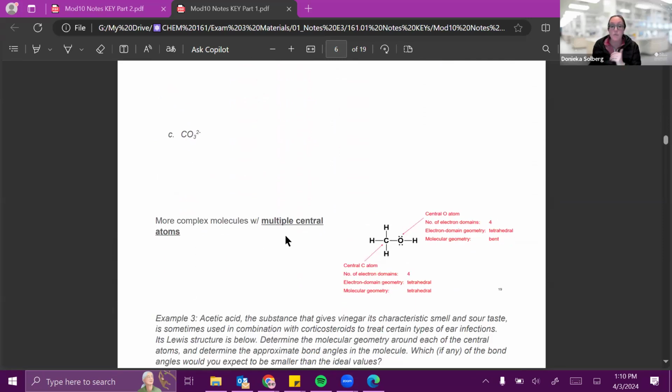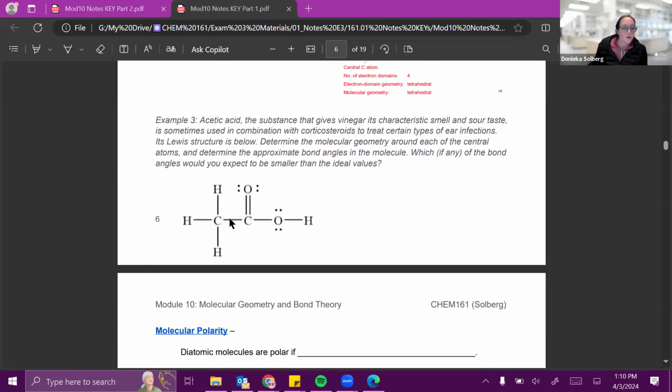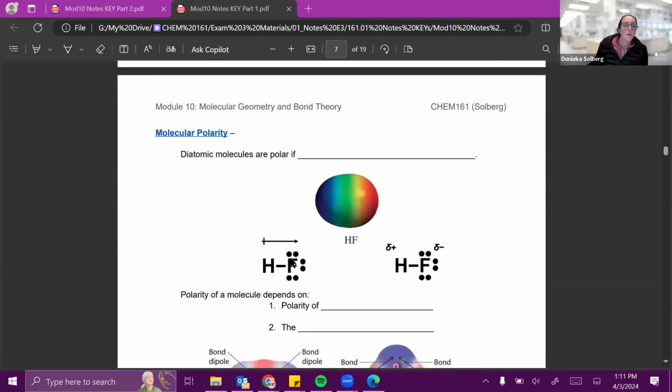And then what happens if you have multiple central atoms? You just look at each one individually. This has 4 domains, tetrahedral. This has 4 domains, it's also tetrahedral. But this one's bent for molecular geometry. Notice not all Lewis dot structures are drawn with the correct orientation. They do not have to be drawn correctly in 3 dimensions. So keep that in mind when you're determining your electron and molecular geometry. And so this one, you're supposed to find those.